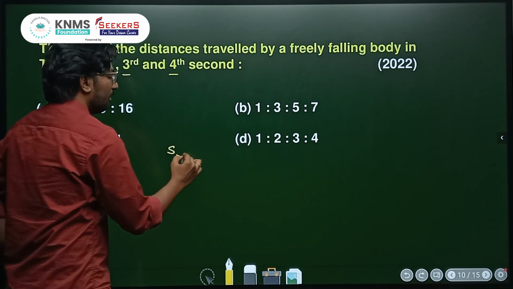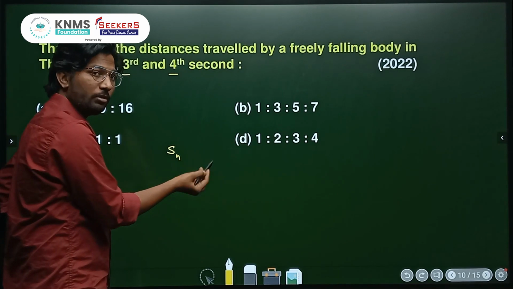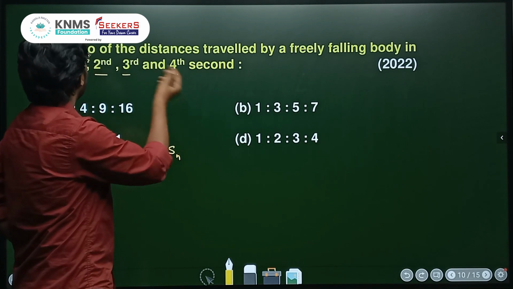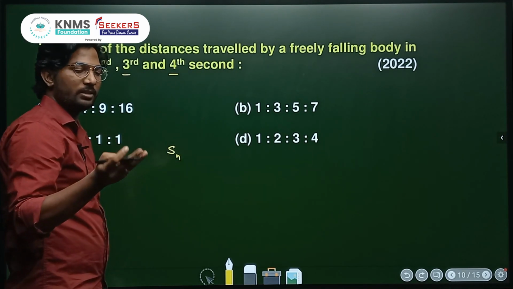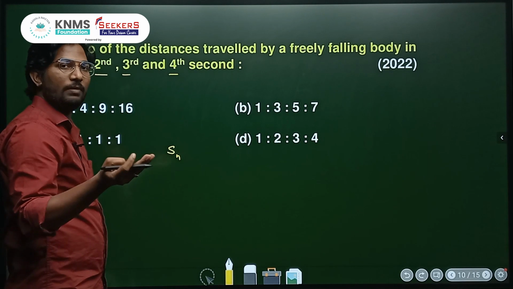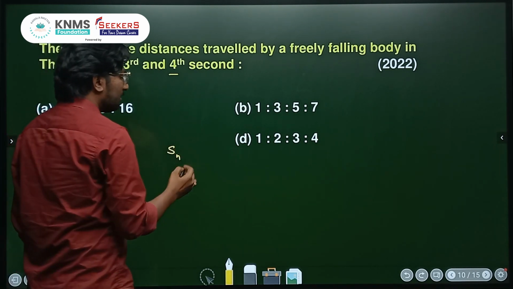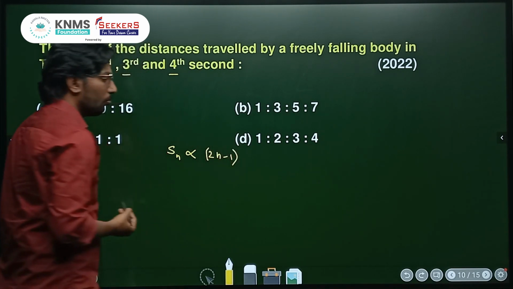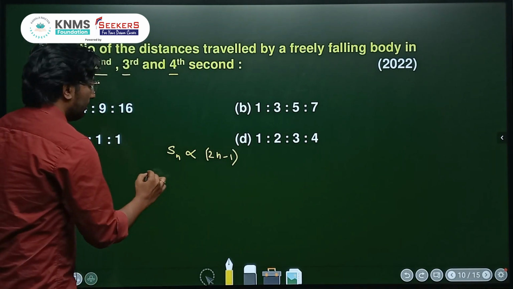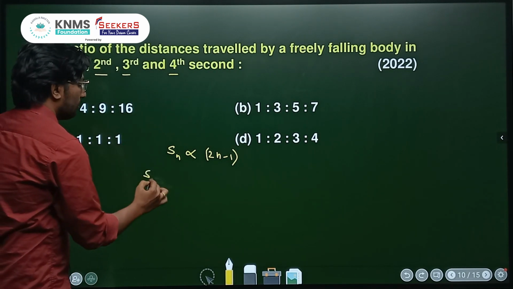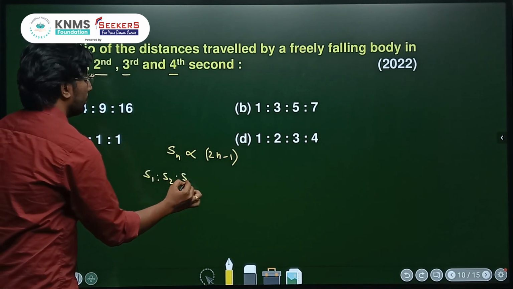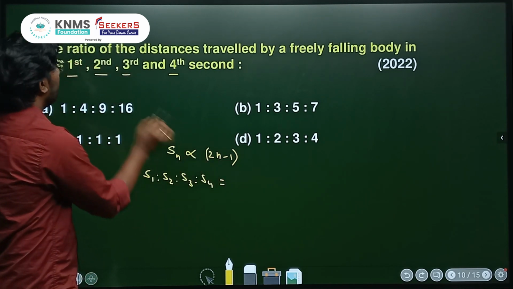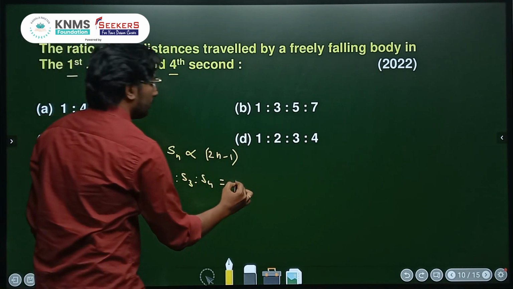We have Sn is equal to u plus a by 2 into 2n minus 1. Since we are finding the ratios and the body is just released, the initial velocity will be the same, so u value can be 0 and a values can be cancelling in the ratios. So we can write Sn is directly proportional to 2n minus 1. Based on this, we can just write these respective ratios. S1 is to S2 is to S3 is to S4 is equal to, first one, 2n minus 1. N value is 1, so that will be 2 minus 1, 1.